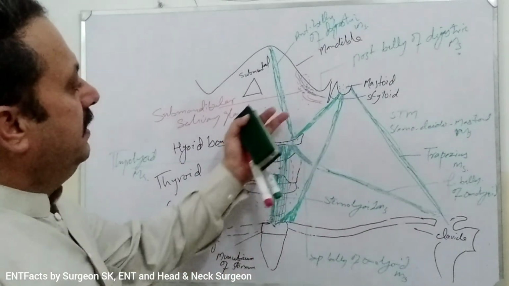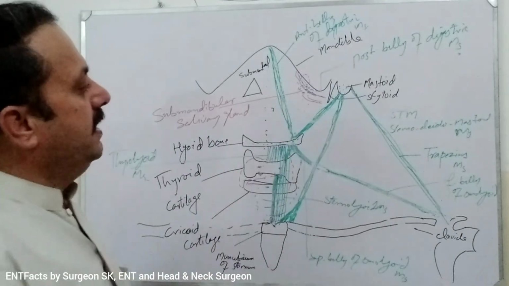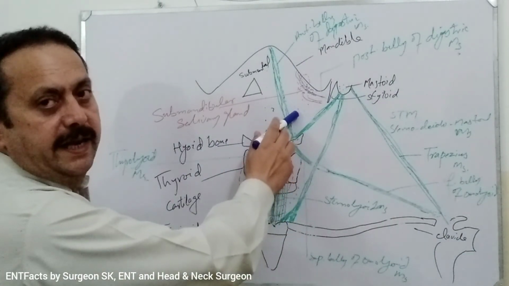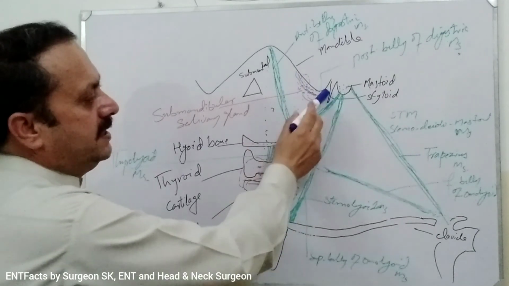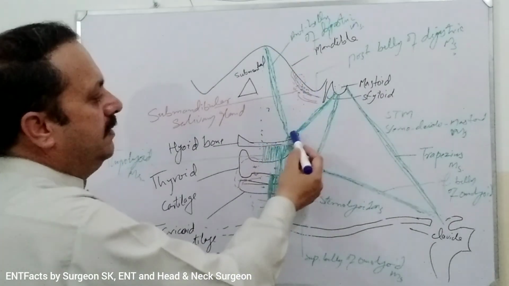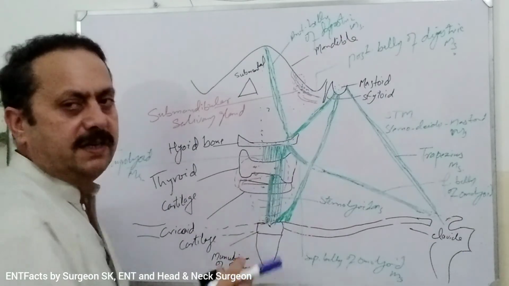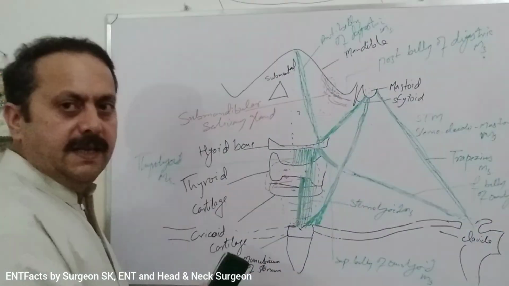After this, another important triangle is this one. The submandibular triangle has also a great significance for removal of this gland. So I will elaborate this submandibular triangle a little more. Let me clean this.